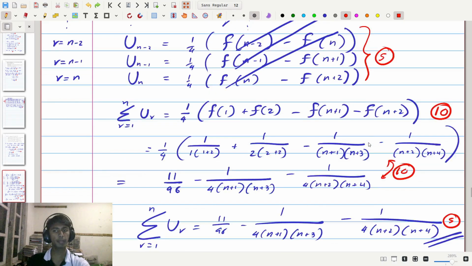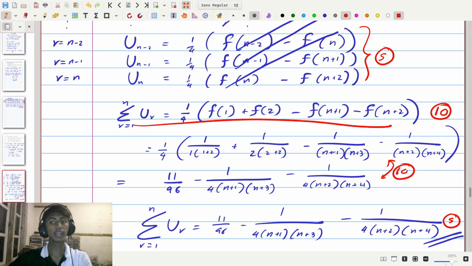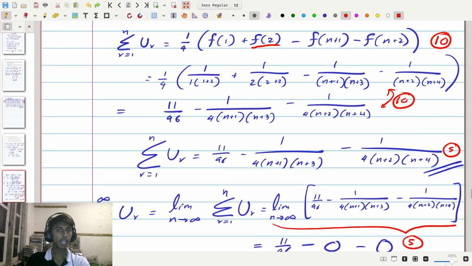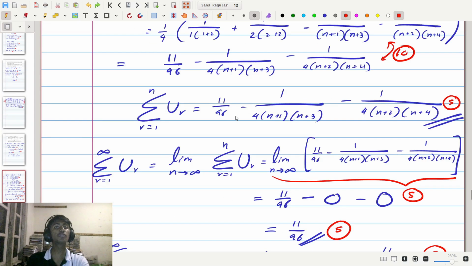Now after getting those 5 marks and 5 marks for that, when you see that most of the terms in the middle cancel, and then you write out the equation for the sum from r equals 1 up to n of u of r in terms of only the terms that survive, like so, this gets you 10 marks. When you then substitute in the values of f of 1, f of 2, f of n plus 1 and f of n plus 2 like this, that gets you another 10 marks. And when you simplify that down to the final answer of the expression that they had given in the question like this, that gets you another 5 marks.